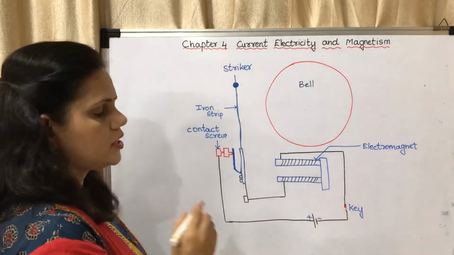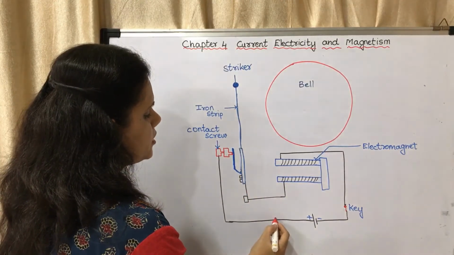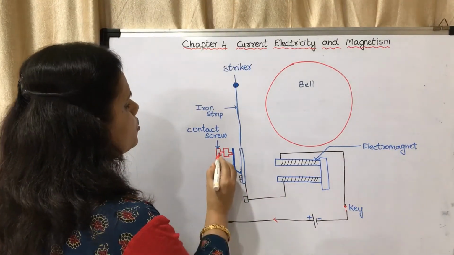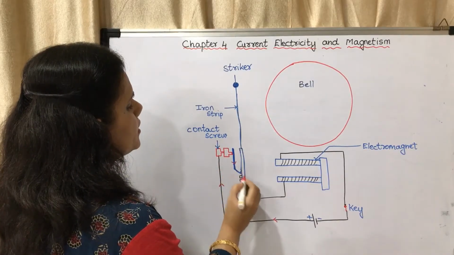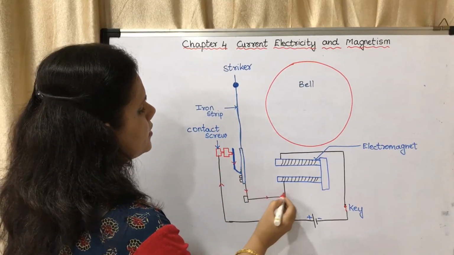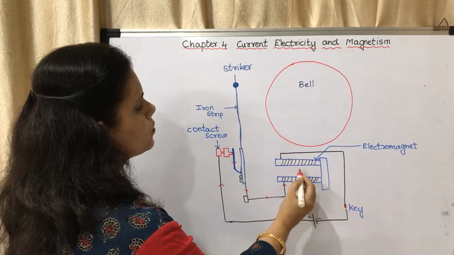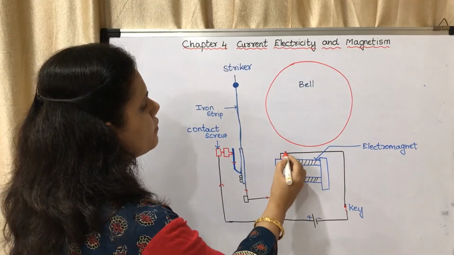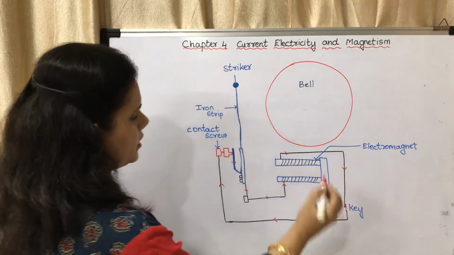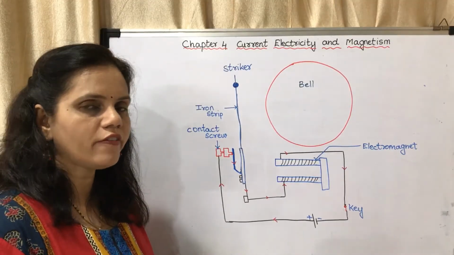I repeat, the current will flow from positive, from here through the contact screw, then here, then here, then it will flow through these wires, and flow through these and come back. This is the flow of current.